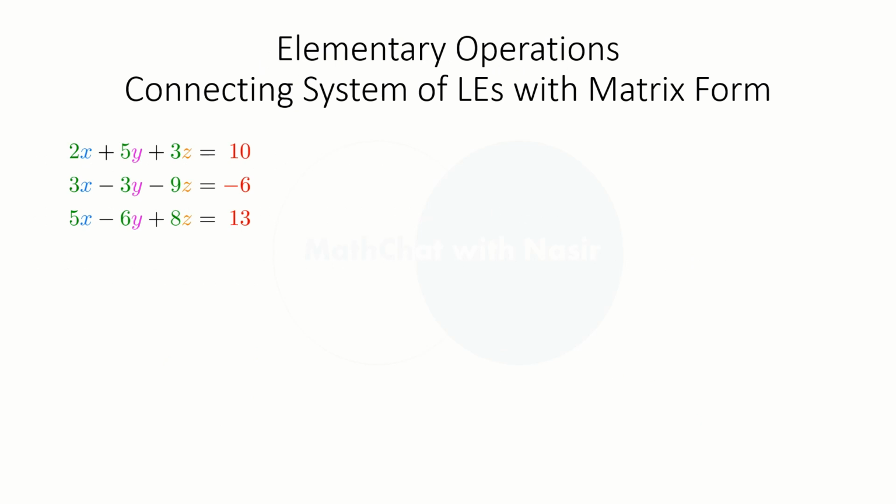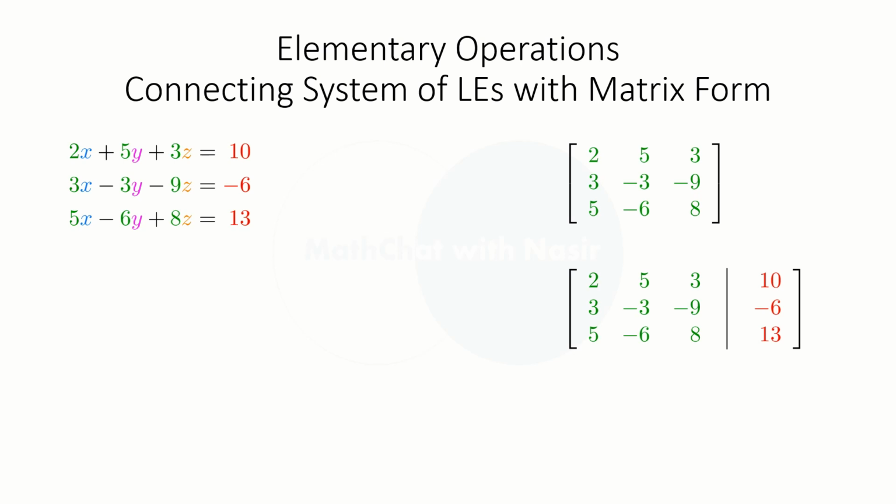It is more convenient to manipulate the matrix form of a system of linear equations to find the solution. Here is a system of 3 linear equations with 3 unknowns, and this is the coefficient matrix. We also need to combine the constants on the right hand side of the equations with the coefficient matrix to perform elementary operations in matrix form. This matrix is called the augmented coefficient matrix or simply the augmented matrix.